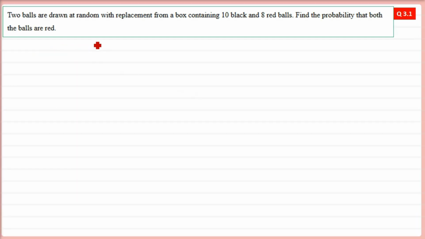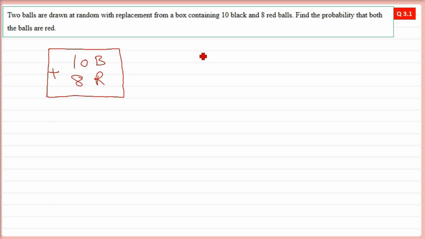2 balls are drawn at random with replacement from a box containing 10 black and 8 red balls. Find the probability that both the balls are red. So we have a box. In this we have 10 black and 8 red balls. Now we have to draw 2 balls with replacement. That is the condition. This is the question of independent events, if replacement is being carried out. No replacement, conditional probability question.